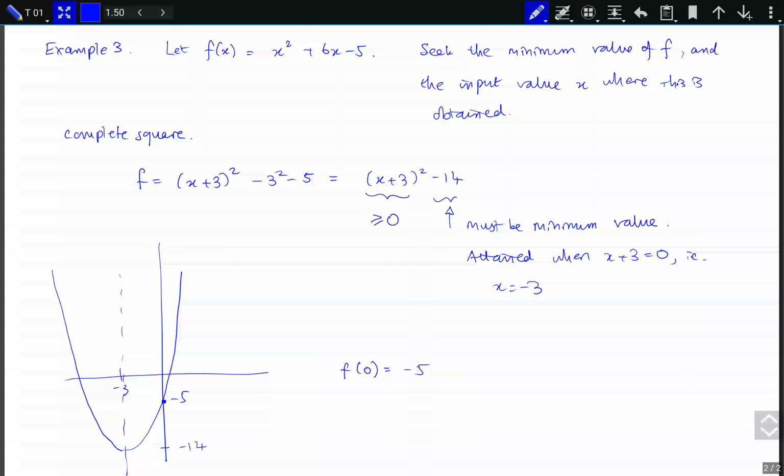So we should be able to, if we want, also solve for these solutions where it intersects the x-axis. Maybe I leave you to do that, perhaps as a bonus. So where is f greater than 0 and where is f less than 0?